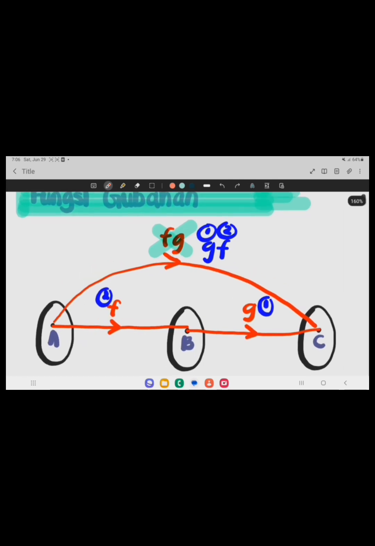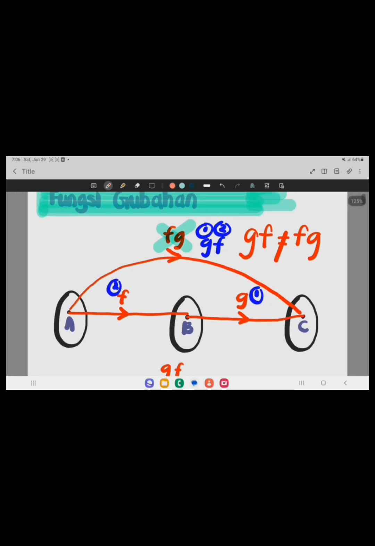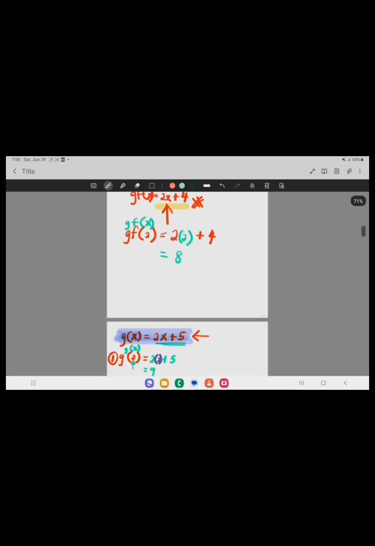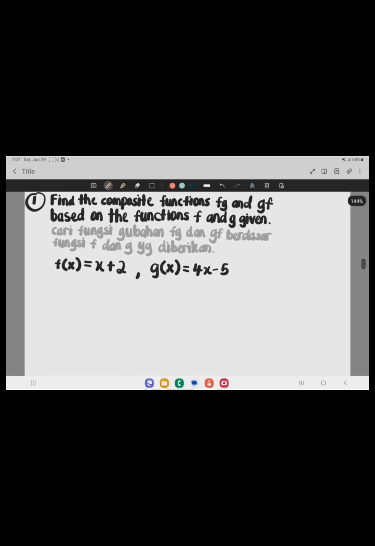My question is, gf and fg, are they the same? No, they are not the same. Let's say you are trying to find gf, and you get 2x plus 5, and then for fg you get 2x minus 5. Are they the same? No, they are different. So to prove that, let me show you an example question.